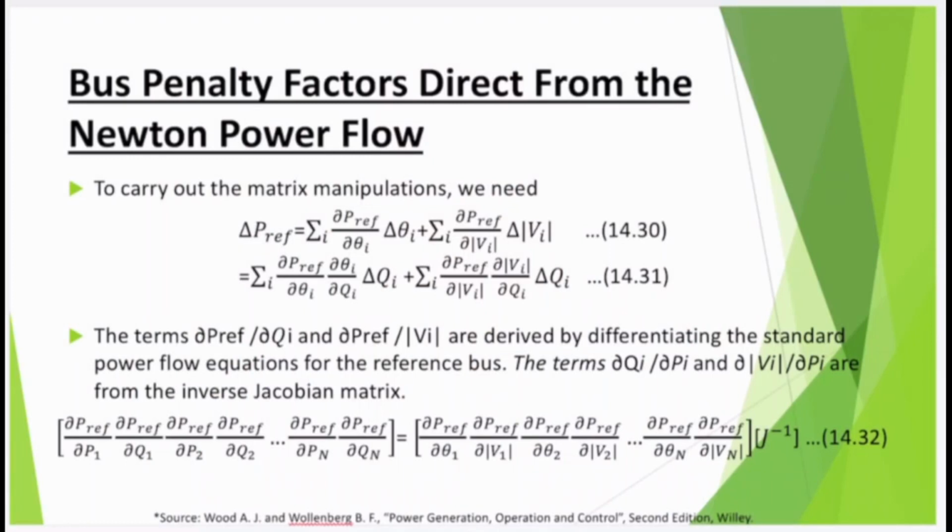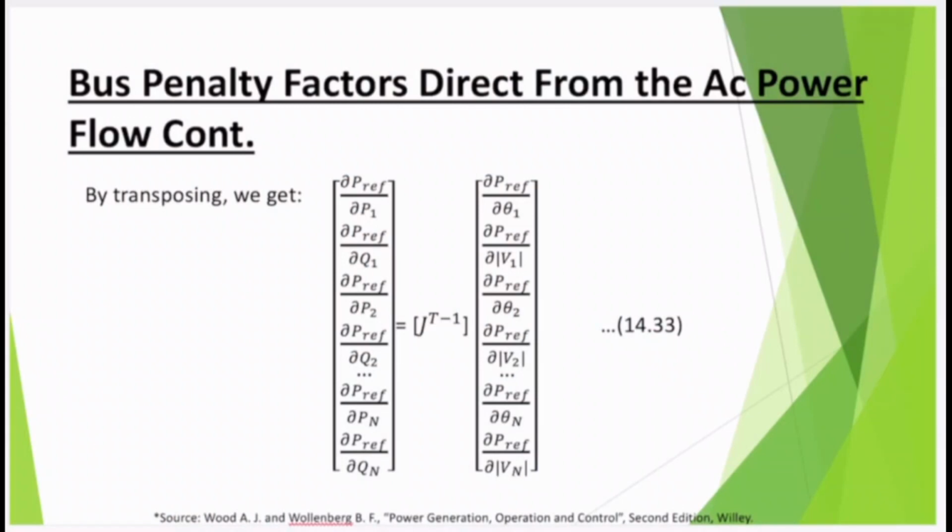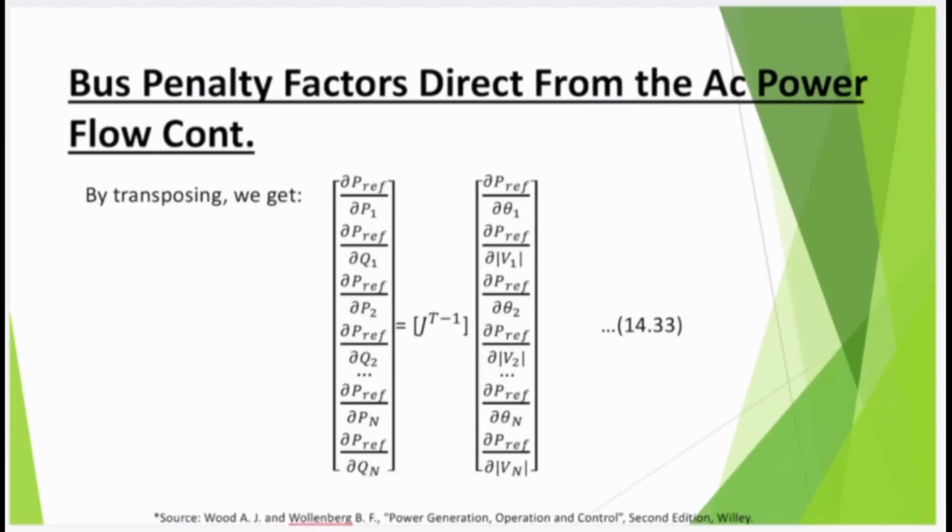So this is slightly interesting. We are using the Newton-Raphson power flow concept to determine the penalty factors. Finally, by transposing, we will come to an equation whose left-hand side is dou P reference upon dou P1, with respect to Q1, with respect to P2, with respect to Q2, with respect to Pn, and with respect to Qn, which is J inverse with respect to theta and V, everything. So 14.33 becomes a very interesting equation to be solved using the Newton-Raphson concept, Newton-Raphson optimization, and that will help to determine the optimal solutions.